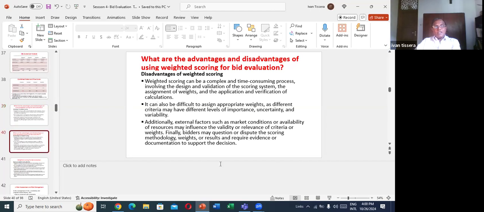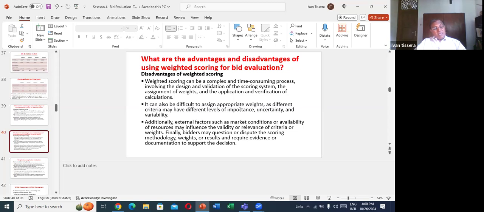They say weighted scoring can be a complex and time-consuming process. You all understand to calculate criteria marks and sub-criterion marks, we have to use formula, and then we have to get the combined marks, and it is a little bit complex, right? Not that complex, but a little complex, involving the design and validation of the scoring system, and the assignment of weights, and the application and verification of calculation. It can also be difficult to assign appropriate weights. That is the biggest disadvantage.